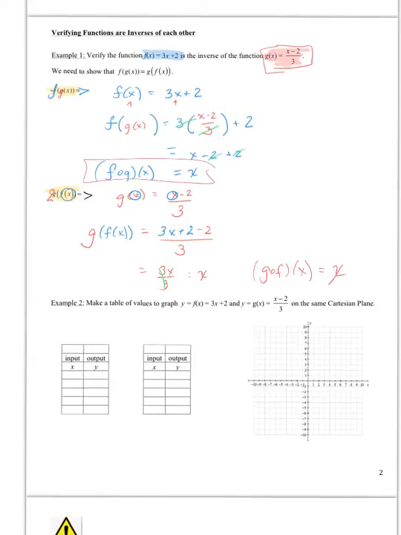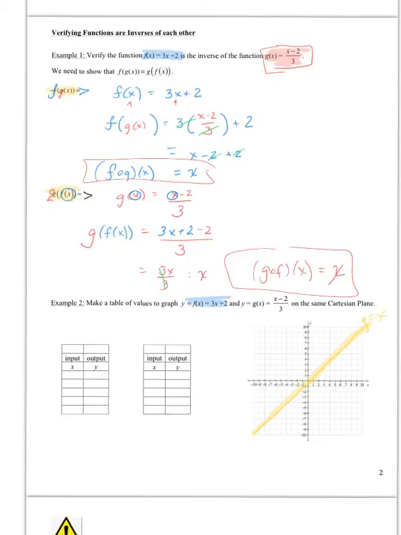So since the composition taken in both directions of the two functions equal x, we have that they are actually inverses of each other. So graphically, we said that taking the inverse of a function is just reflecting it over the line y equals x. So if I have the line y equals x, then if I begin with a function and reflect it over y equals x, I have the inverse. So let's go ahead and take a look at that.